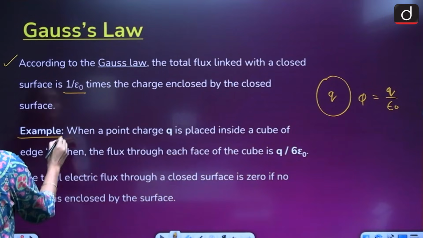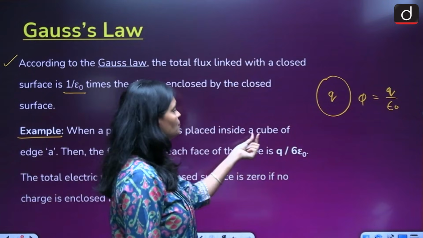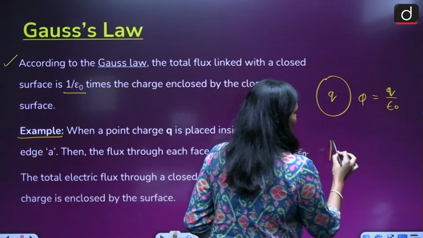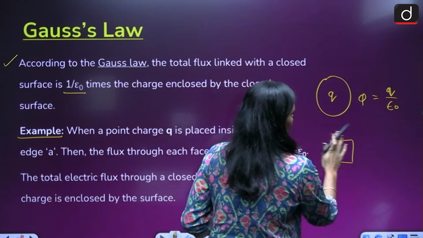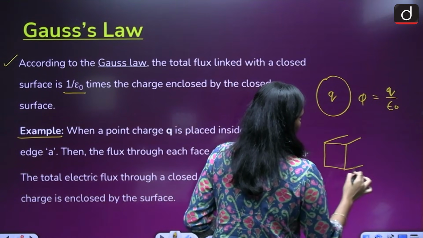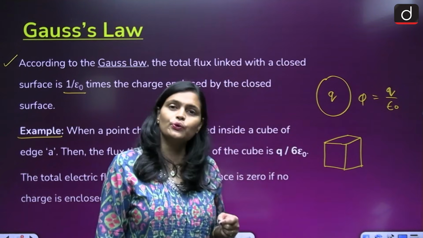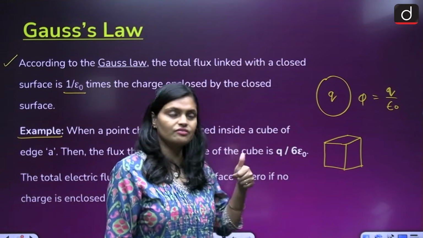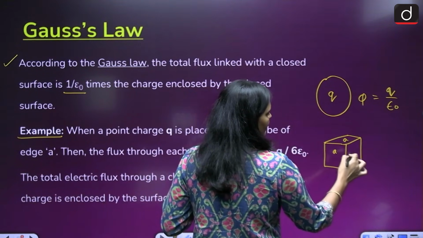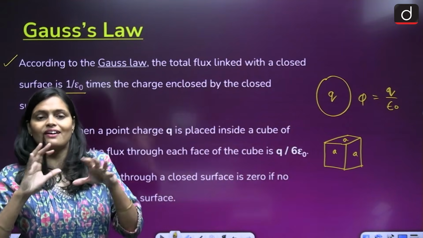Now, for example, when a point charge Q is placed inside a cube of edge A. Now suppose you have a cube, right? So a cube has how many surfaces? 6 surfaces. Here you can see 3, the edge of the surface is A. Similarly, you have 3 more surfaces. So in total a cube has 6 surfaces.